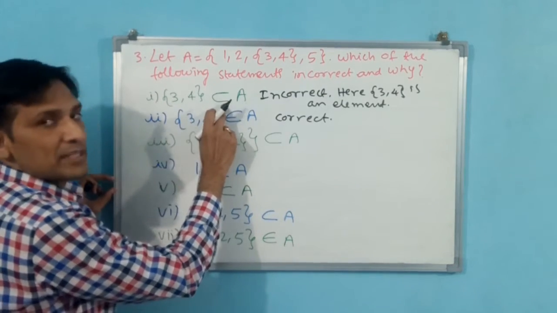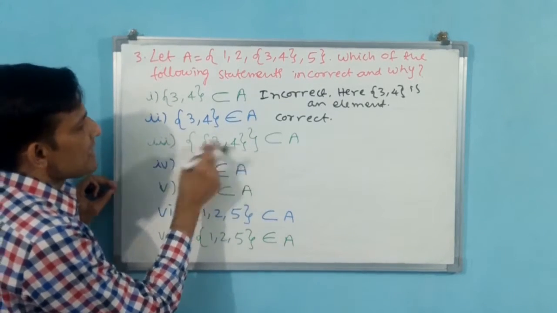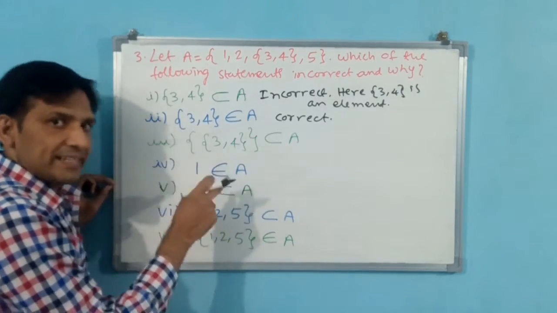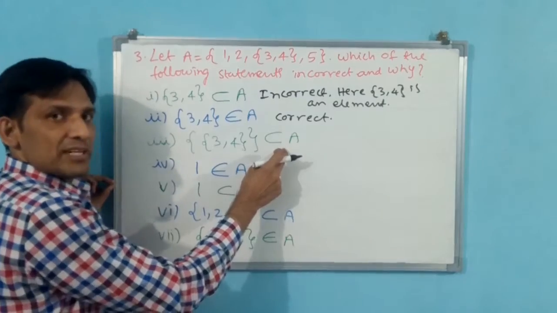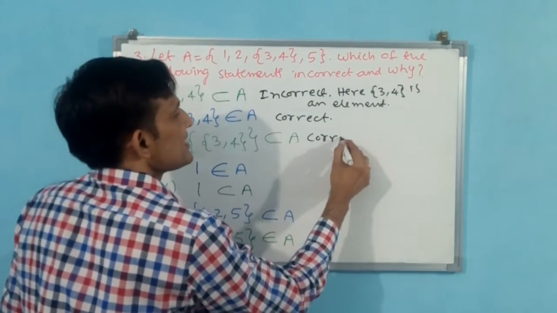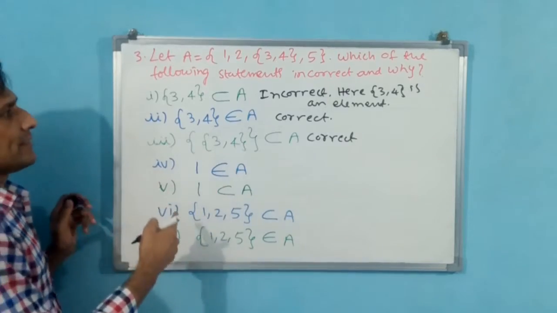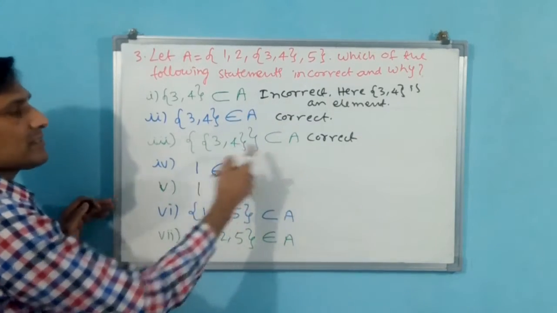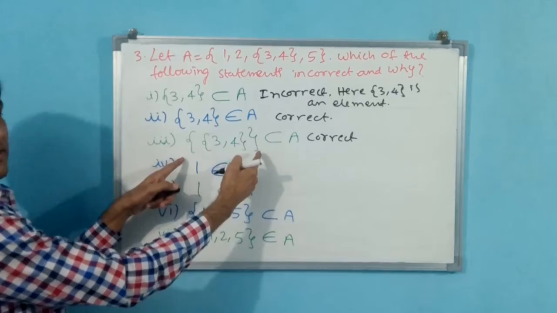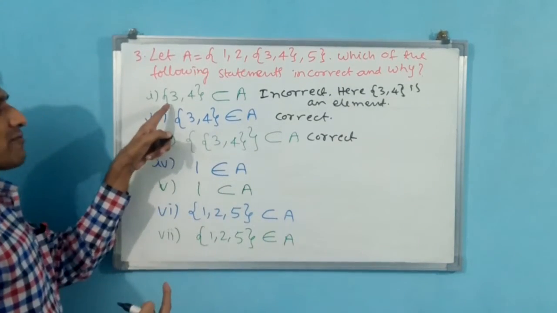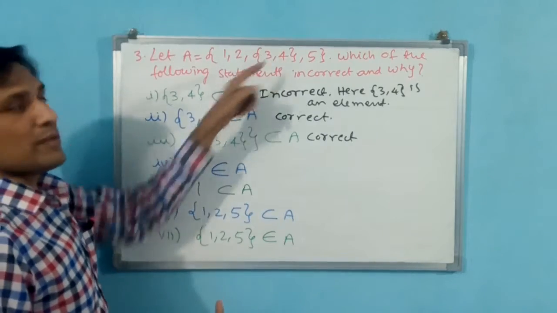An element is not a subset, but once the element is put under braces, it becomes a set, and a set can be a subset. Correct. If you observe 1 and 3, you are going to understand. Here it is incorrect, but here it is correct. Why? Because extra braces have come. Extra braces make it a set, but earlier it was only an element.